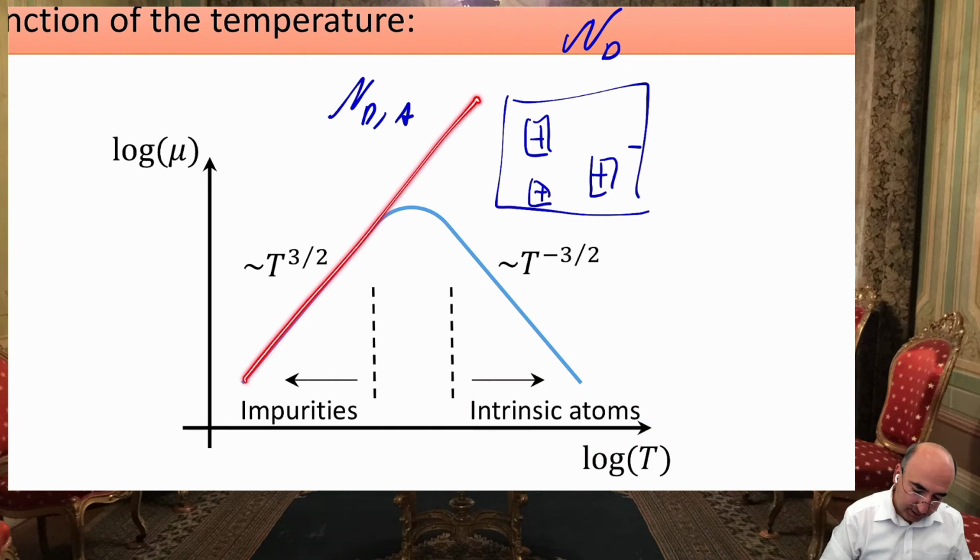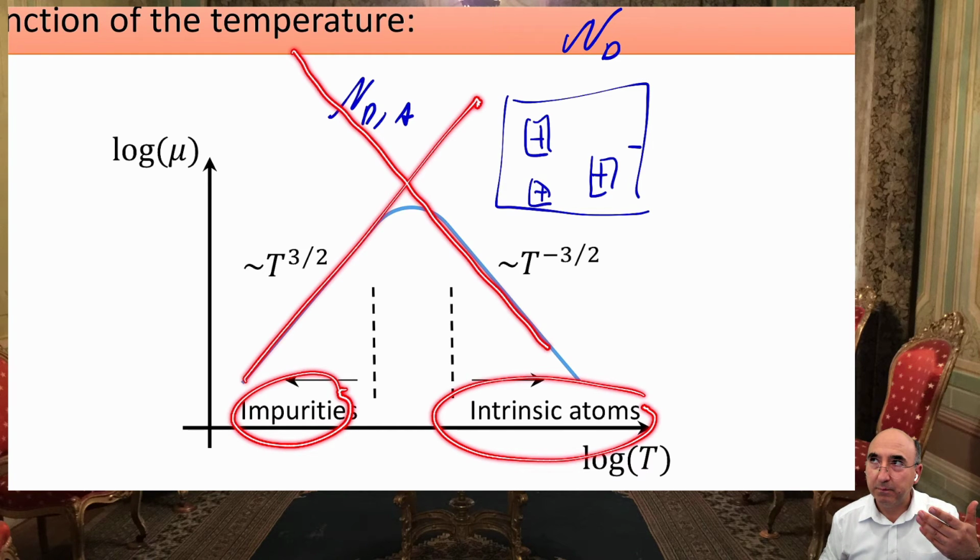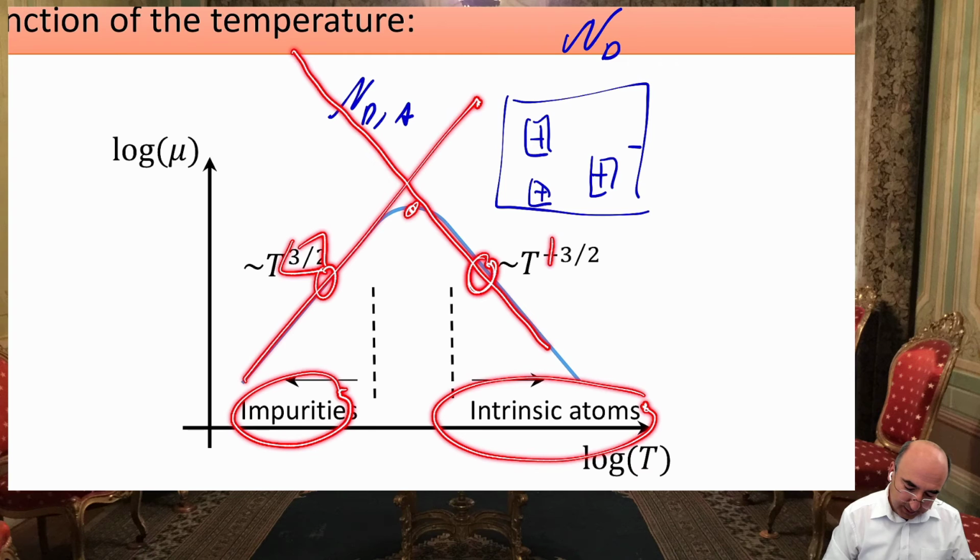So this tendency of having less impurity effect and the tendency of having more intrinsic atom effect overlap, and the dominant areas are characterized this way.